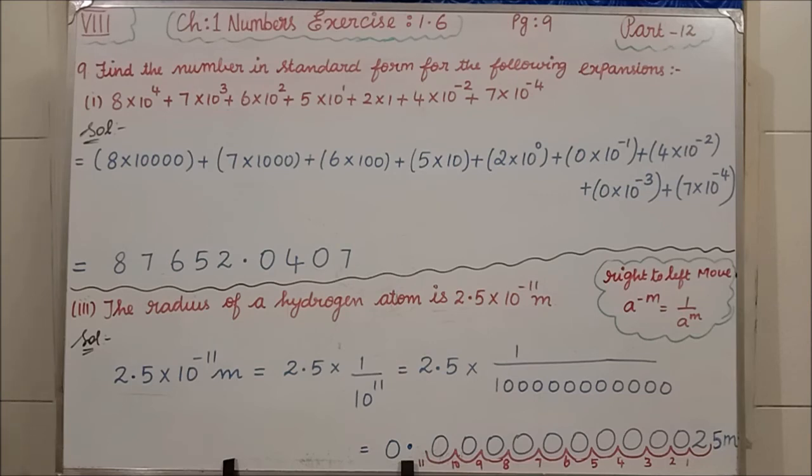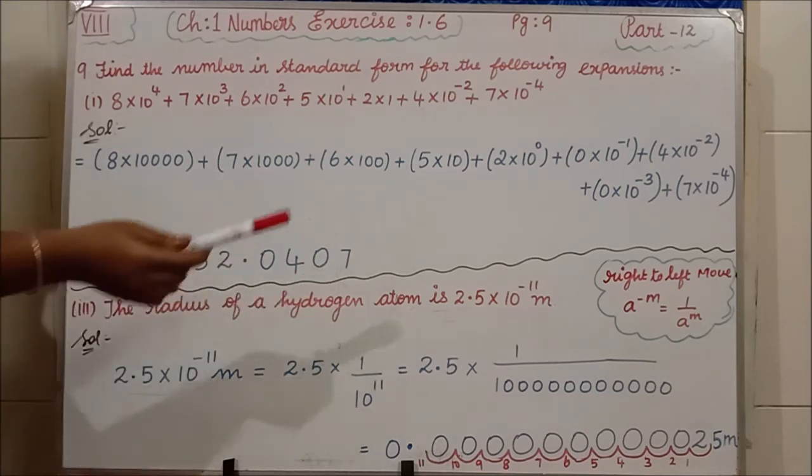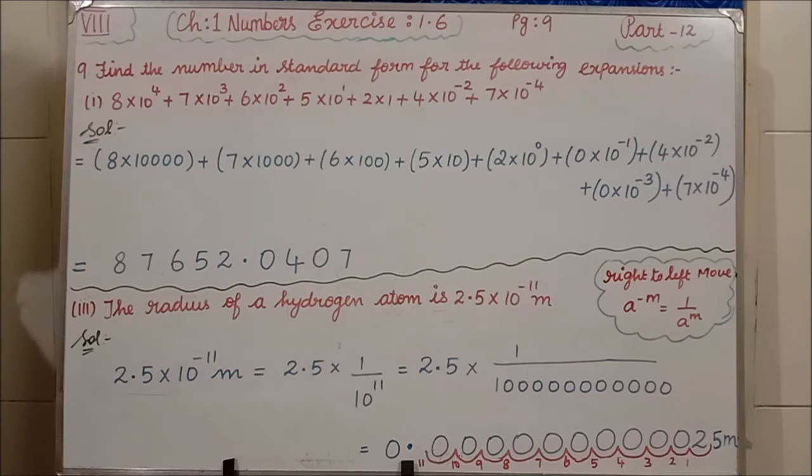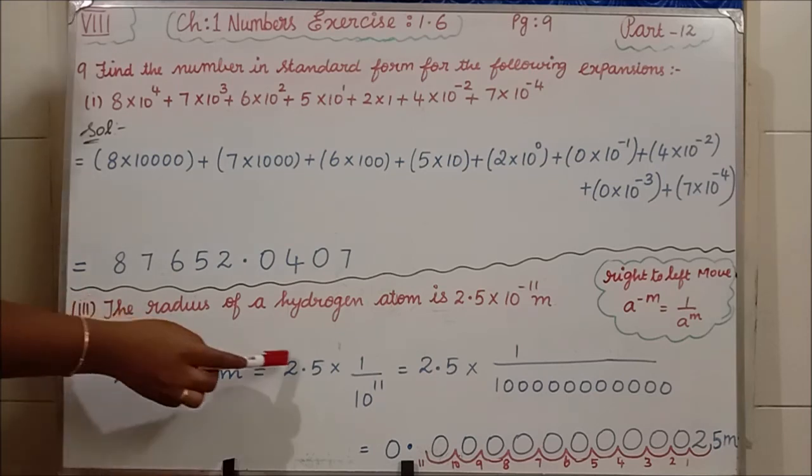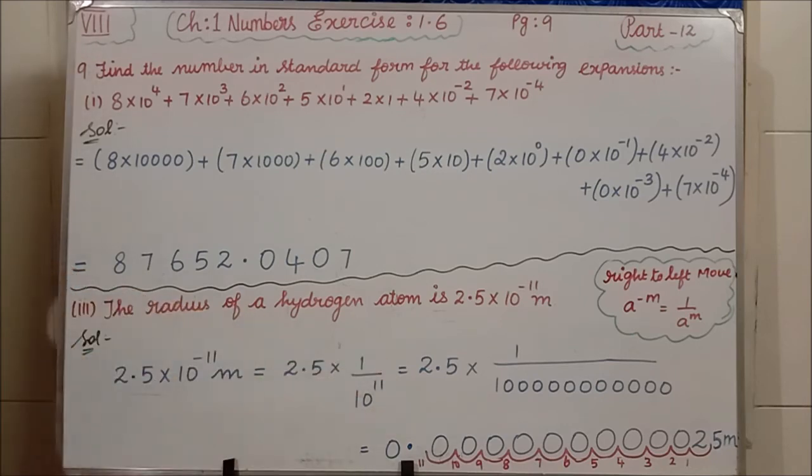Yes. Now we'll see the third subdivision. The radius of a hydrogen atom is 2.5 into 10 power minus 11 meter. Clear? 2.5 into 10 power minus 11 meter. See, first I have taken the value alone. 2.5 into 10 power minus 11 meter. So, 10 power minus 11, how can we write? 2.5 into 1 divided by 10 power 11 we will write. Isn't it? What is the formula? A power minus m is equal to 1 divided by a power m we will be writing.